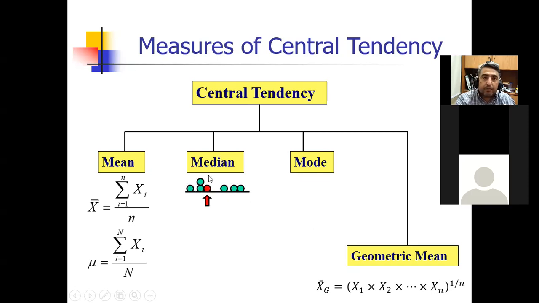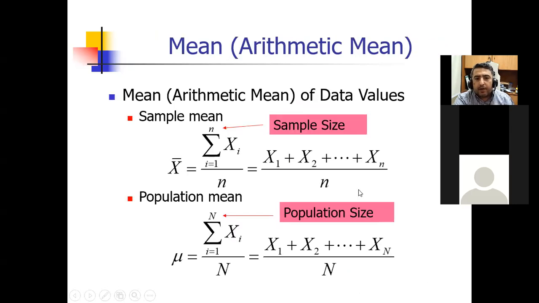Median is just locating the middle number, the middle value. So it's like sorting things out and then locating where the middle value is. And mode is just the most frequently occurring value. So this is just a brief overview, but we will see step by step all these 4 types of central tendencies.